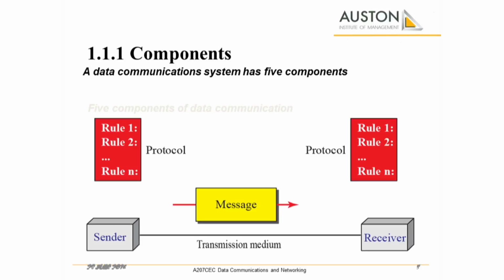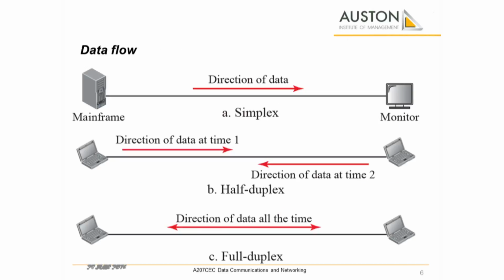We start with a sender and a receiver, and in between sender and receiver, there has to be some sort of transmission medium. To act as the go-between or intermediary, we also have a set of rules, which we refer to as a protocol. Information today comes in different forms such as text, numbers, images, audio, and video. Communication between two devices can be simplex, half-duplex, or full duplex.